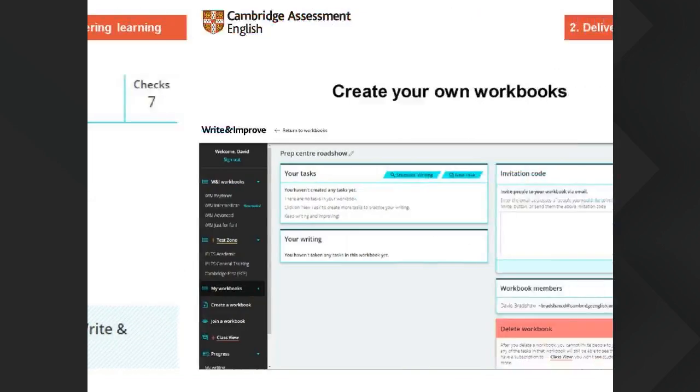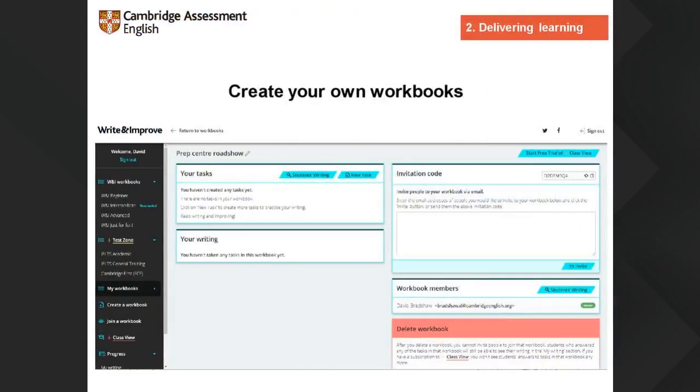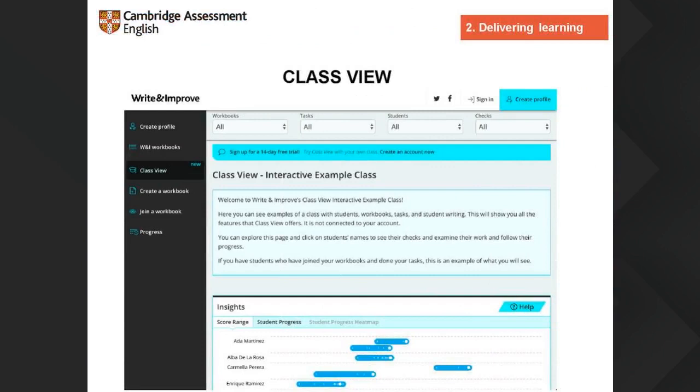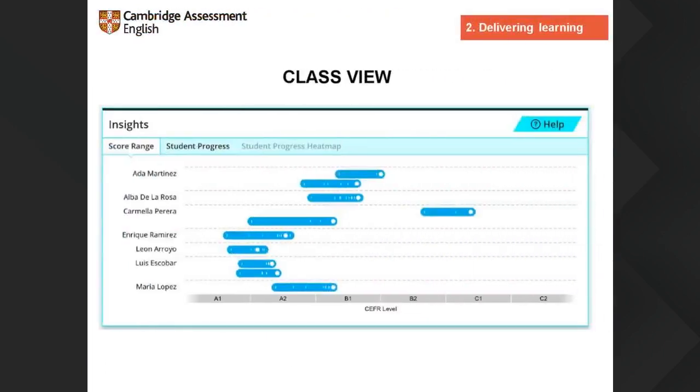Moving on to class view. The class view that we spoke about: you can create your own workbooks for your students, send them an invitation code, and then you have visibility of all of your students. So here's an example of a class. Once they're all signed up, you can compare how they're all doing and see the progress that they have been making over the last period on one task or on a variety of tasks.